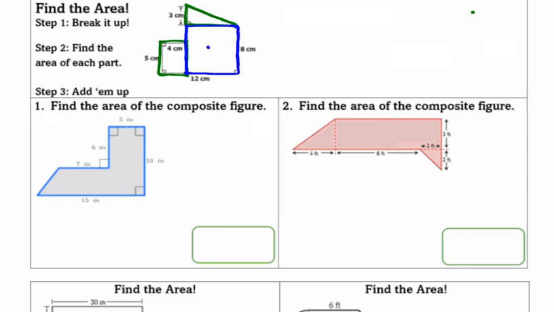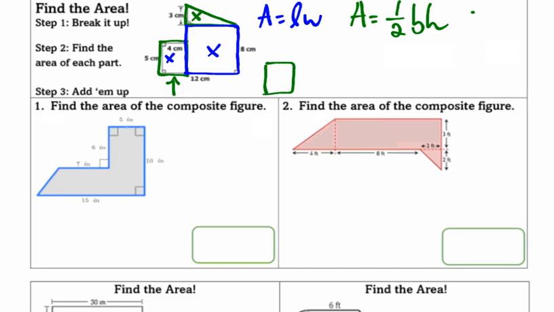So for these two, I know I'm just going to use area of a rectangle, which is length times width. For this one, I'm going to use the area of a triangle, which is 1/2 base times height. So it's really important that you use the right formula for that given shape. So I'm going to do length times width for the two rectangles. This green one on the left side.